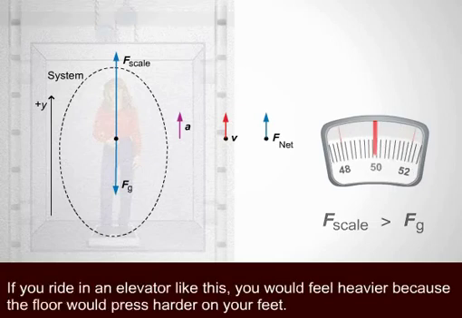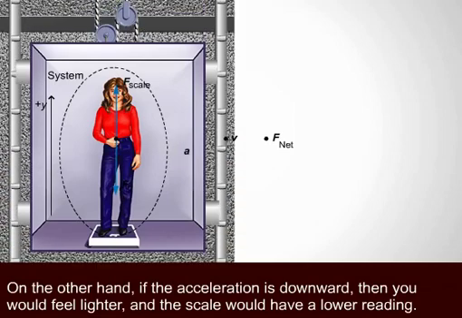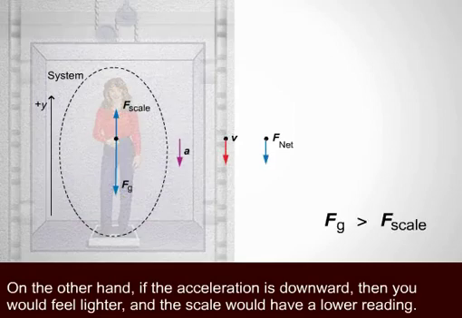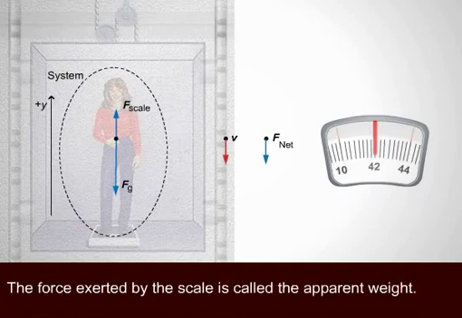If you ride in an elevator like this, you would feel heavier because the floor would press harder on your feet. On the other hand, if the acceleration is downward, then you would feel lighter, and the scale would have a lower reading. The force exerted by the scale is called the apparent weight.